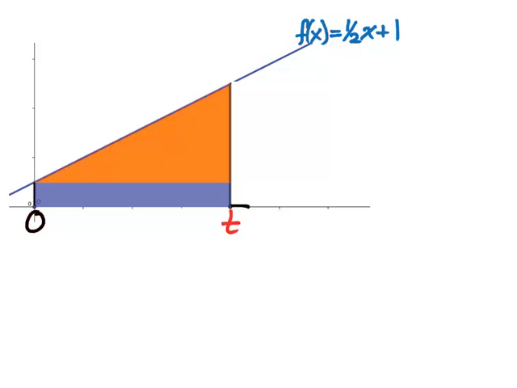We can generalize this by replacing the right boundary value with a variable. Let's call that variable t. Using the area of the triangle and rectangle, we obtain A of t, a function for the area under f on the interval 0 to t.